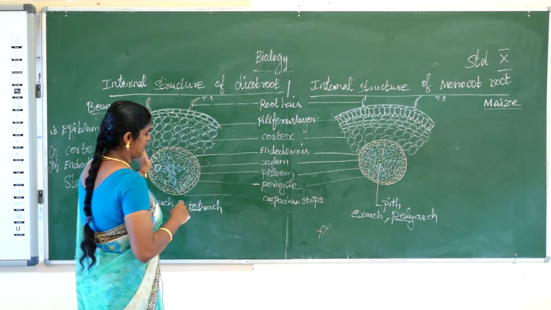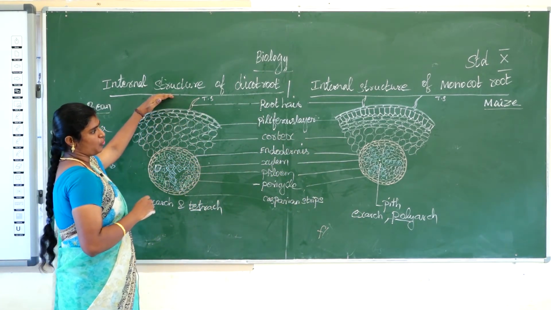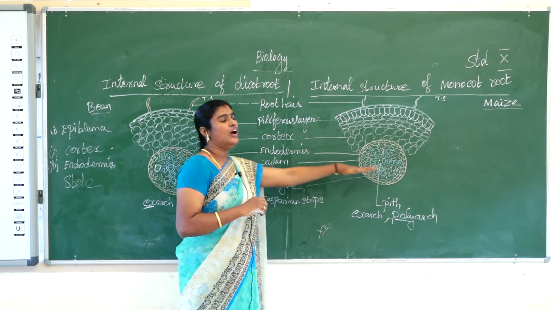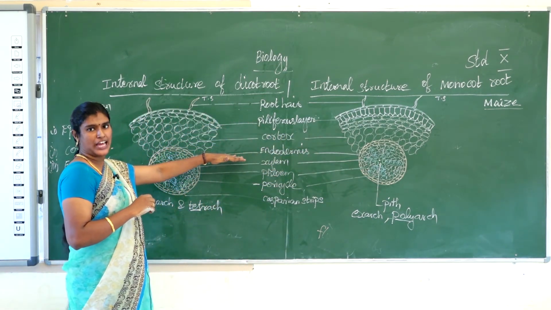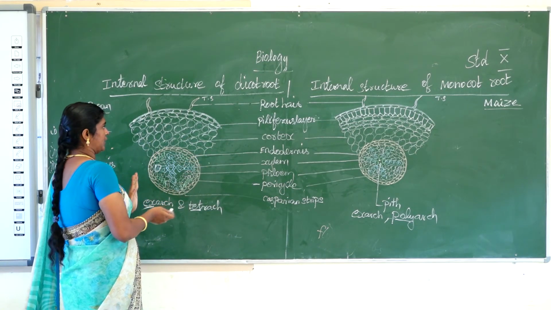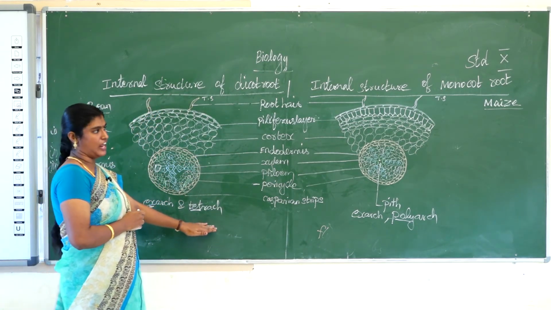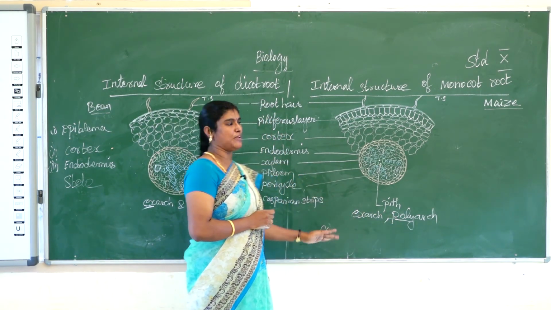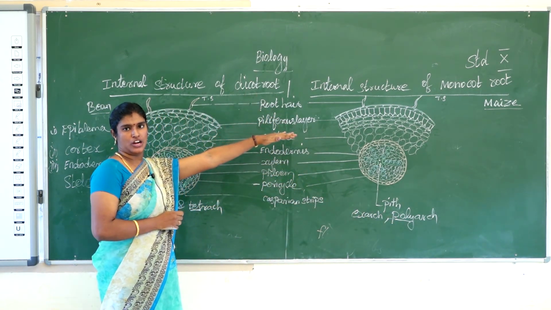So the main difference between the dicot root and the monocot root: pith is only present in the monocot root, and in the dicot root, pith is absent. The vascular bundle is also different: the dicot root is exarch and tetrarch, and the monocot root is exarch and polyarch. These are the main differences between the dicot root and monocot root. Thank you.